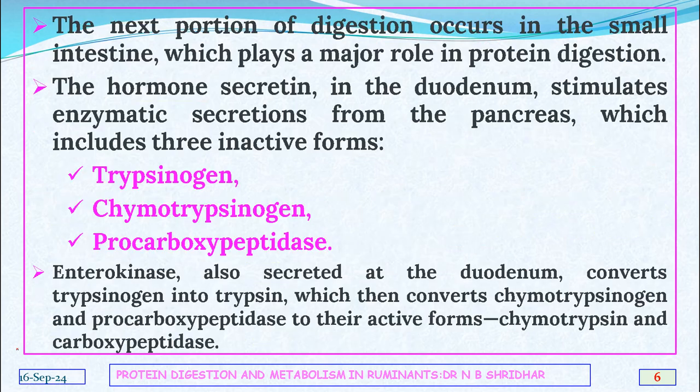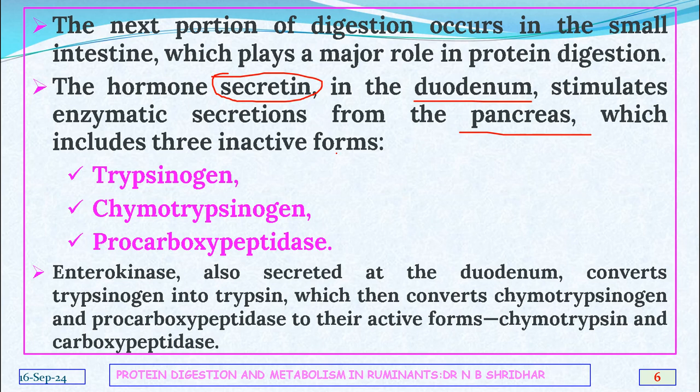The next portion of the digestion occurs in the small intestine, where a variety of enzymes are secreted. The hormone secretin, a hormone in the duodenum, is secreted in most monogastric and polygastric animals. It stimulates enzymatic secretions from the pancreas, which include three active forms. So here the digestion occurs in the small intestine, by the action of secretin in the duodenum.